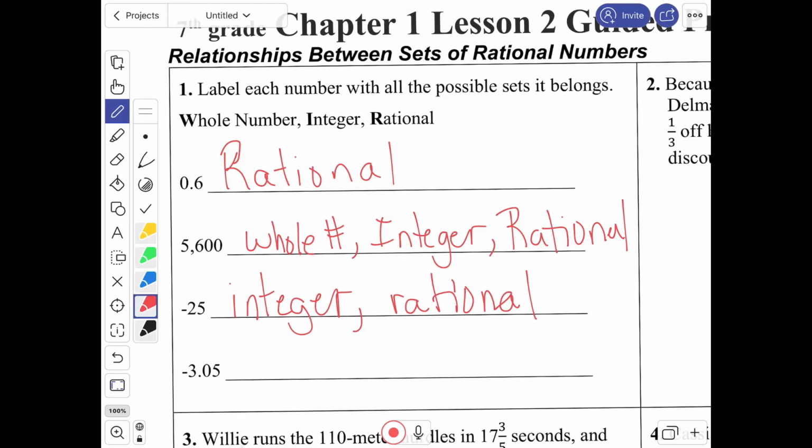And the next one is -3.05, which is a little bit tricky because students want to say it's an integer, but it's not an integer because it has the decimal. Integers cannot have decimals or fractions. So if it can't be an integer, it's a rational.